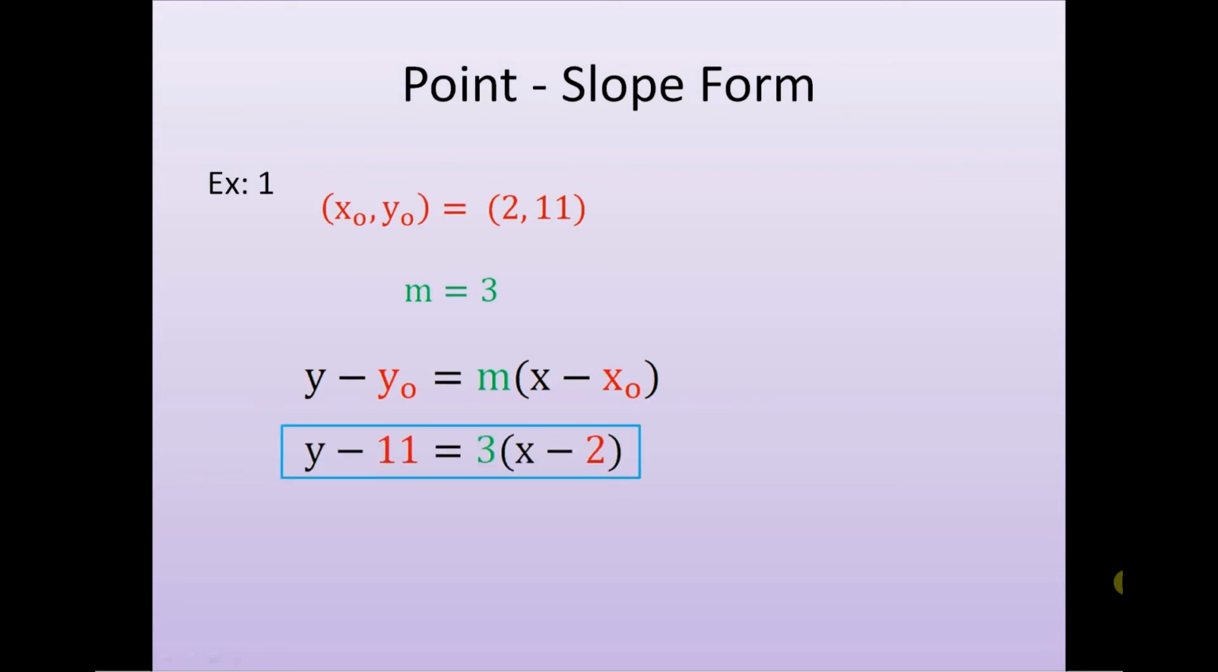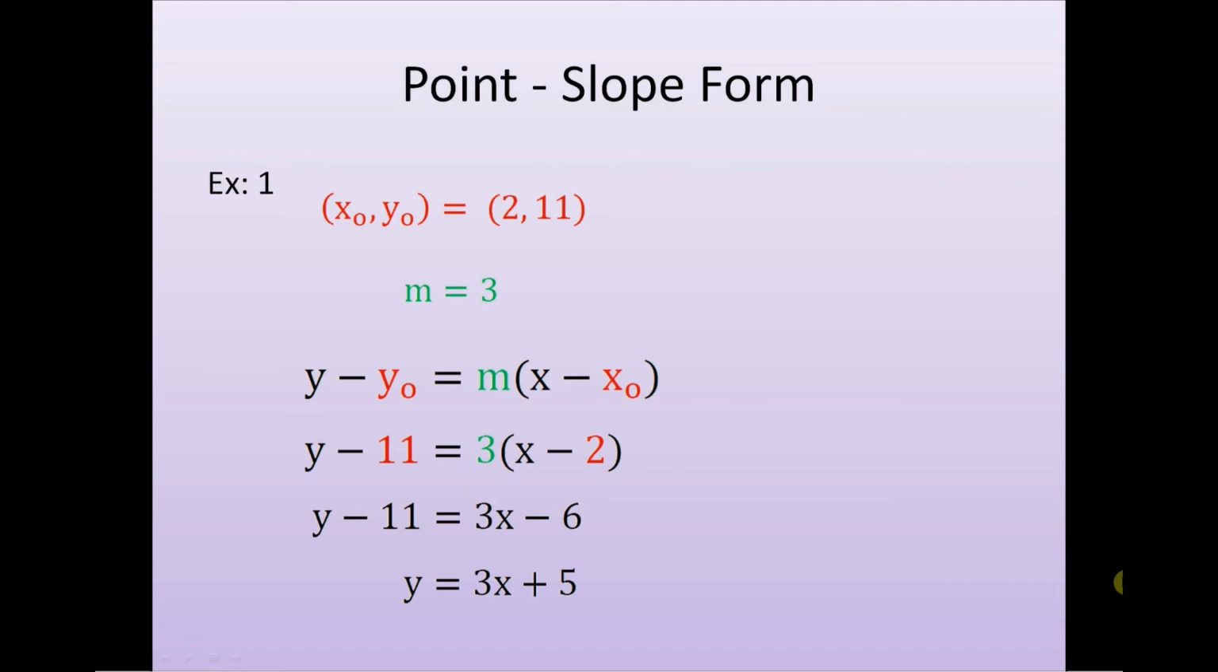But that was too quick, so your teacher will say, okay, now convert it to slope-intercept form. Sure thing. That's a two-stepper. First step, distribute the slope 3. Second step, add the y-coordinate 11. And there you go.